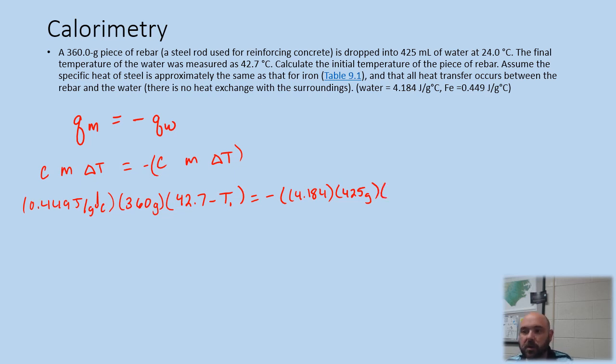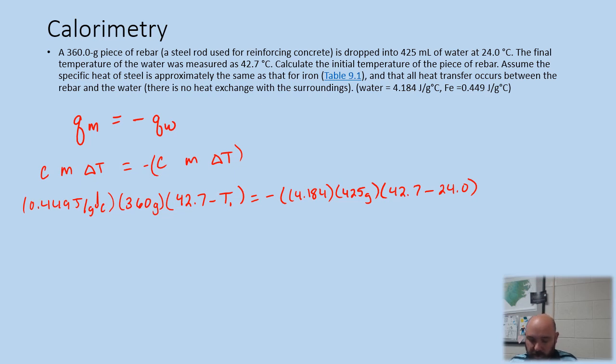And then we do know the entire temperature change of the water. It says the water was initially 24 degrees and it stopped at 42.7 degrees. So delta T for the water is 42.7 minus 24.0. I'm going to simplify a lot of these expressions for myself.